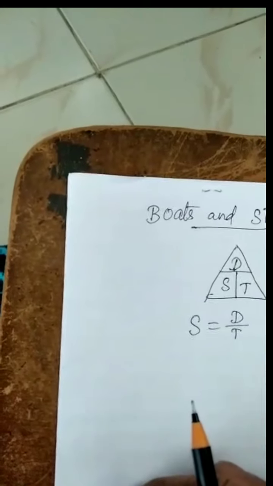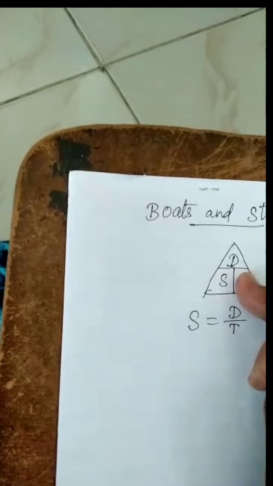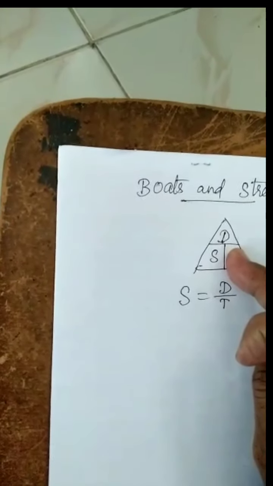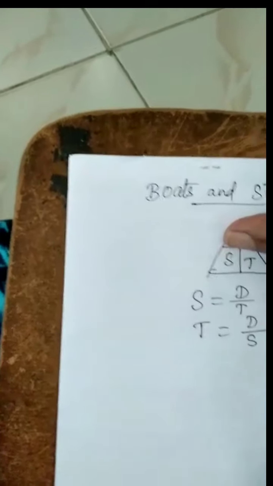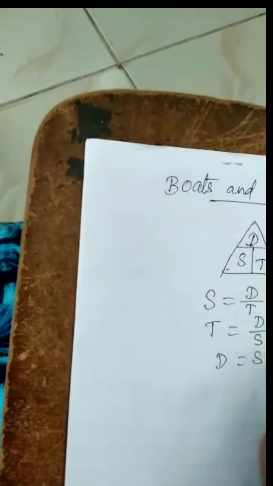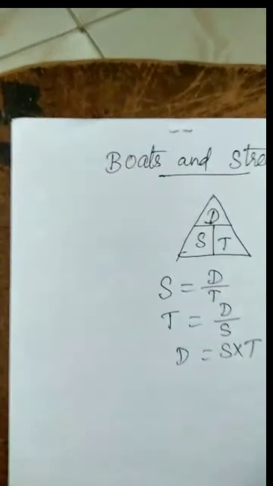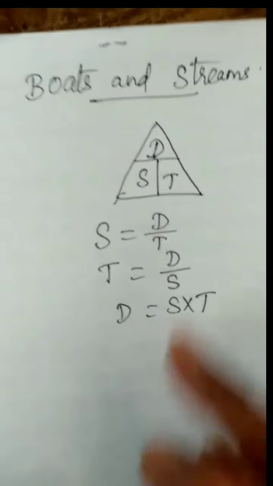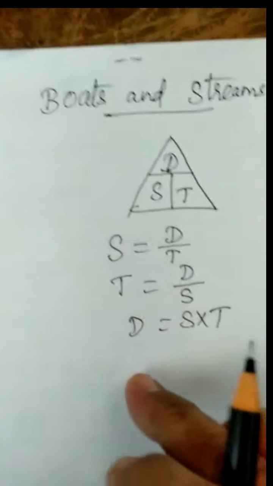The same way we have for time also. If I close the time, D and S are visible, D up and S down. So, time is equal to D upon S. Then, coming to distance, if I close the distance like this, then S and T are visible but on the same line. So, distance is equal to speed into time. These are the three things we should remember for boats and streams.